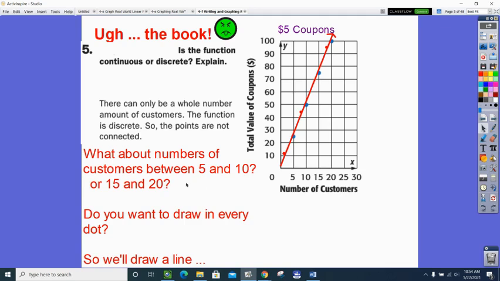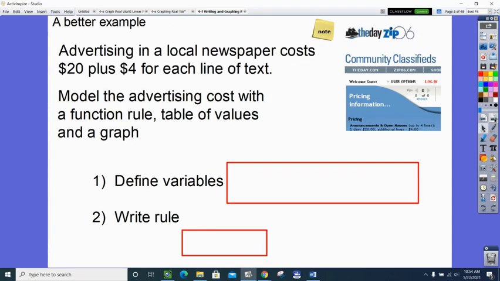So even though it's a discrete graph, I am going to put that line, a ray, in. What about all those numbers in between? We're not going to put all the dots in, so we would actually draw the ray in. So boo to the book. Okay, so let's do a better example together. We'll do this one together. I'll let you practice one out of the book, and then we'll be good to go.